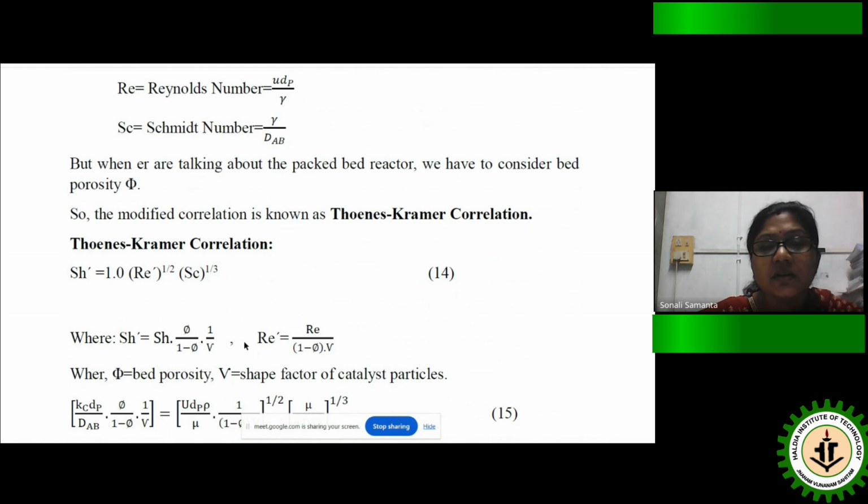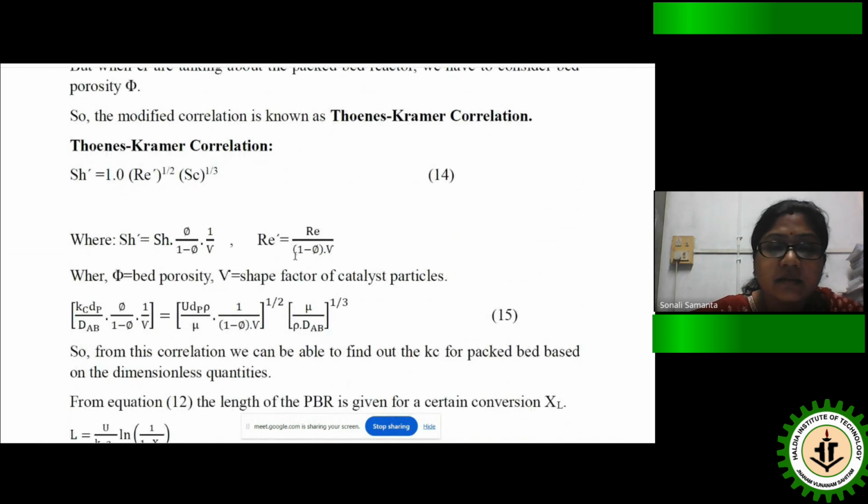Because all the particles are considered as spherical particles, but in reality all the particles are not spherical, so in that case you have to consider a shape factor. And Reynolds number prime equals Reynolds number divided by 1 by phi into shape factor.